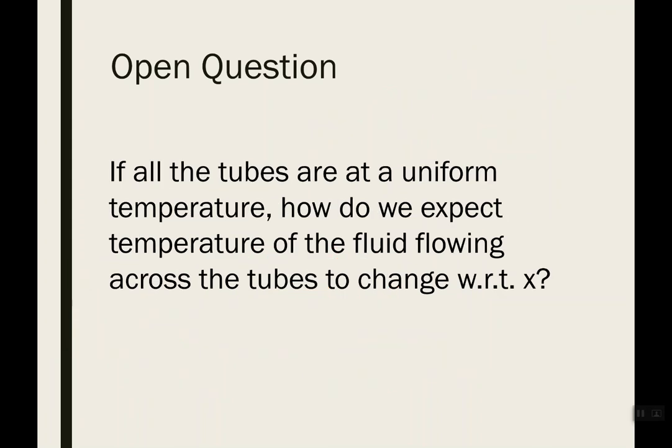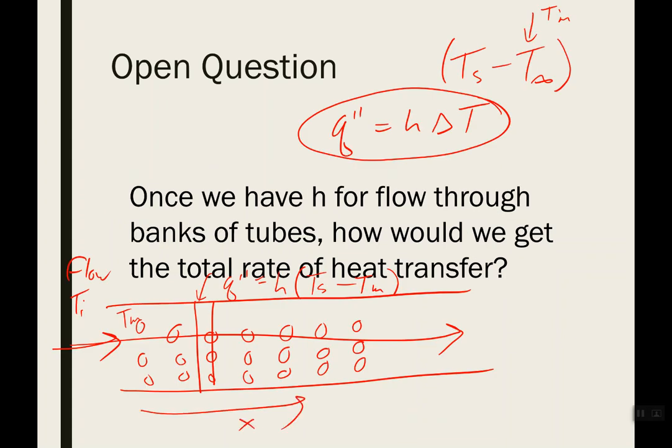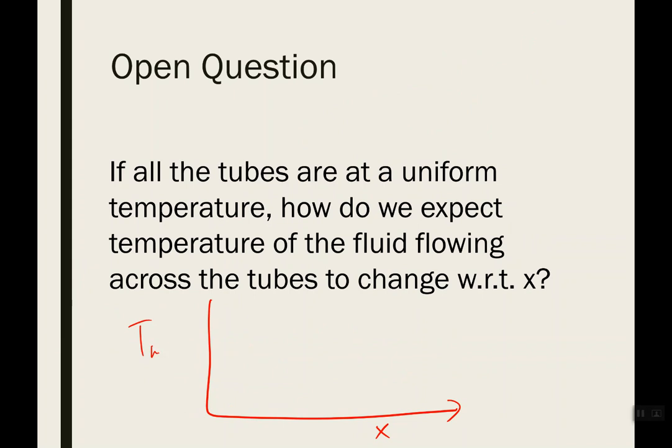Okay, so if the tubes are all at a uniform temperature, how do we expect the temperature of the fluid flowing across the tubes to change with respect to X? Let's say here is X, the distance down this bank of tubes. And then we're going to plot this T sub m, which is our mean fluid temperature. How do we expect it to change? Let's say our Ts is up here. This is our surface temperature, the temperature of the tubes. This is our entering temperature of our fluid. How is that temperature going to change as it travels through this bank of tubes?